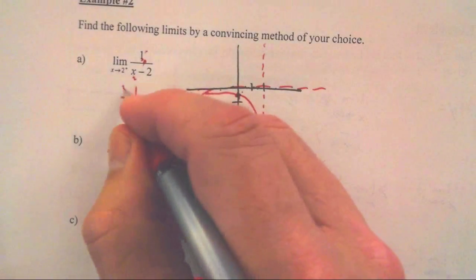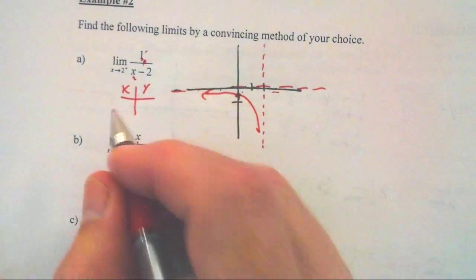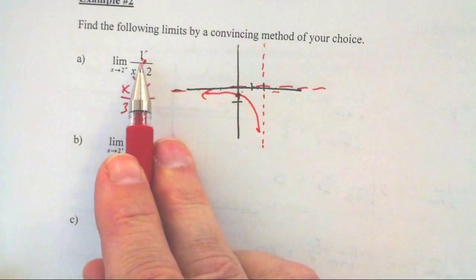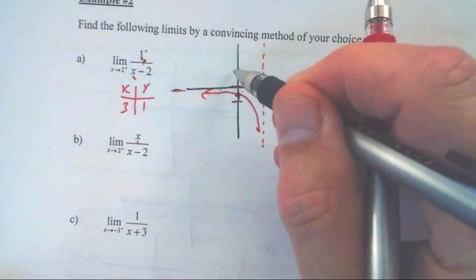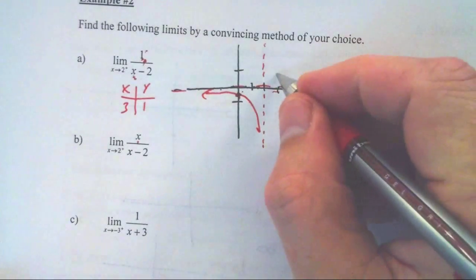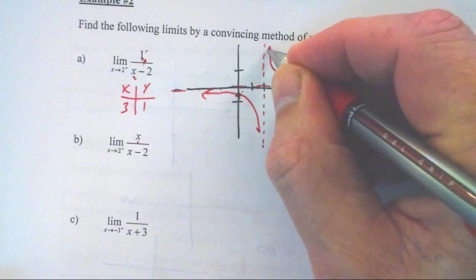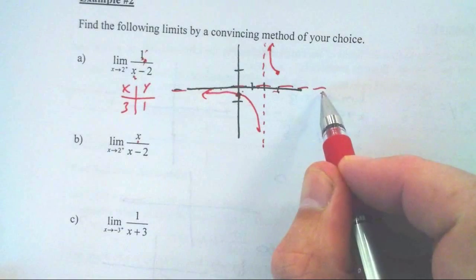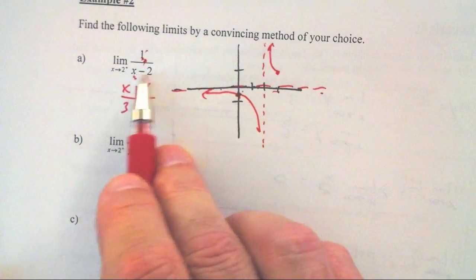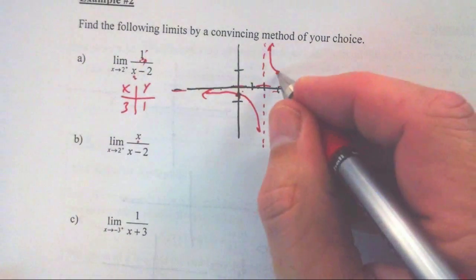But I better figure out what it looks like when I get on the other side. If I put in 3, I get 1 on 1. And that is enough for me to know I'm not going to hit this asymptote because I can't go through 0. The 1 is never equal to 0.